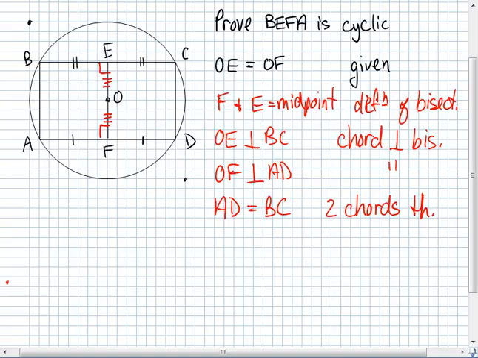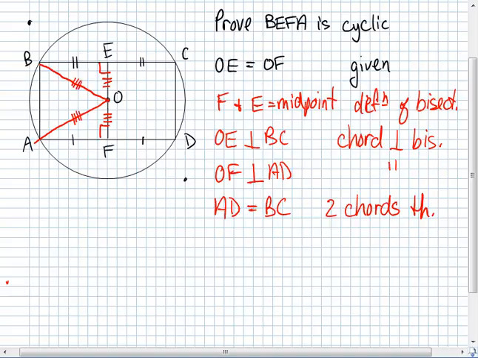This is the way I solved it. There's another way to do it, but this is what I did. I looked at these two triangles here, OFA and OEB. Okay, and I drew those triangles by drawing radii to each point from the center of the circle.